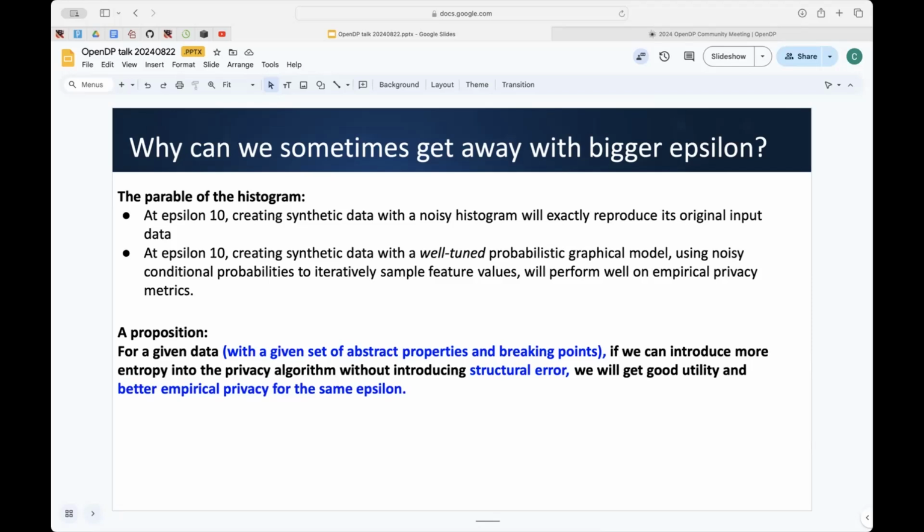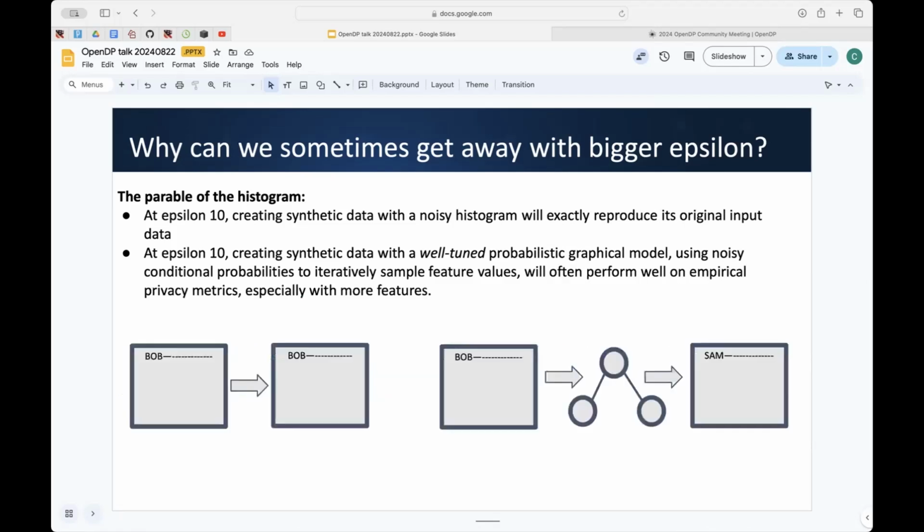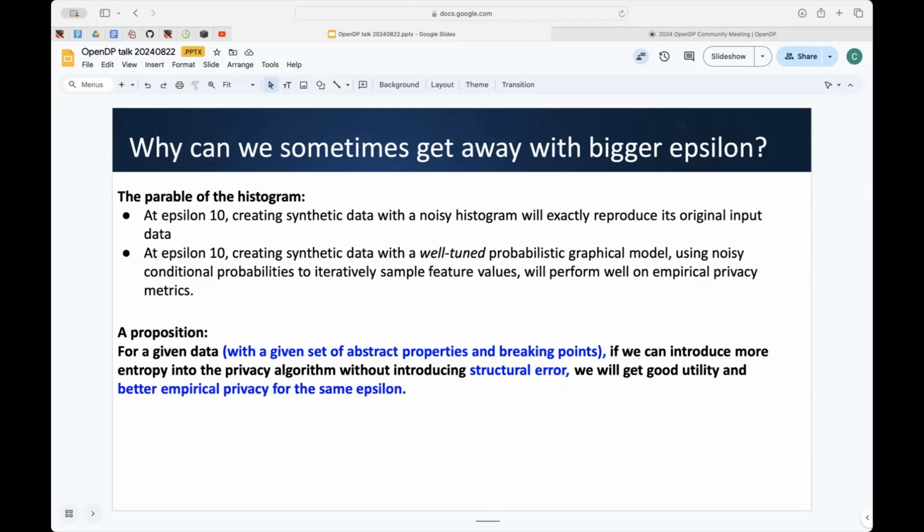Proposition. For a given data, with a given set of abstract properties and breaking points, if we can introduce more entropy into our algorithm without introducing structural error, we will get good utility and better empirical privacy for the same epsilon. So the simple explanation, you can tell me if you believe me or not, is I rolled the die once here, a very small amount. I rolled the die a lot of times here, right? There's much more entropy in this algorithm. There's much more opportunity for the data to wander from its original distribution. But I'm still getting good performance for all the things I care about for synthetic data, if in fact the data has pairwise dependencies where these 2 are dependent, these 2 are dependent, and these 2 are independent. I'm not introducing structural error. The error that I will get will look like a sampling error.